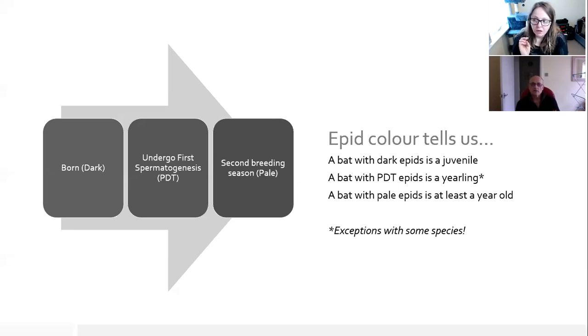And so what we do on our project is, rather than saying it is a juvenile or a yearling, we just say it is sexually mature or sexually immature. We do record whether it's PDT or pale, so that at some point in the future, if we want to differentiate between those, then we'll do that. So we always record pale, dark, or PDT. But if we are doing analysis about a bat's maturity, we go on sexual maturity rather than approximate age.